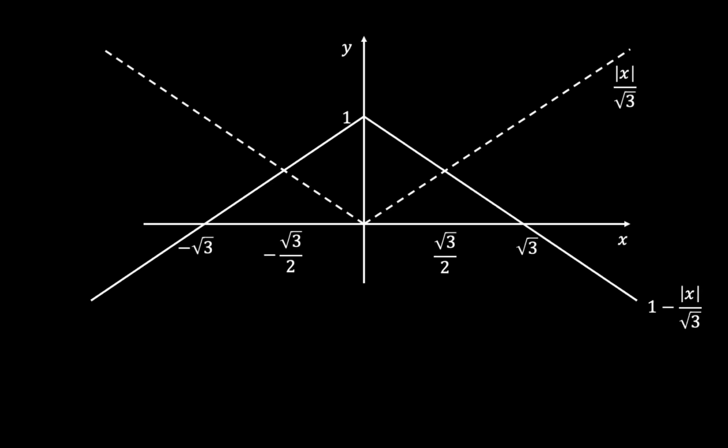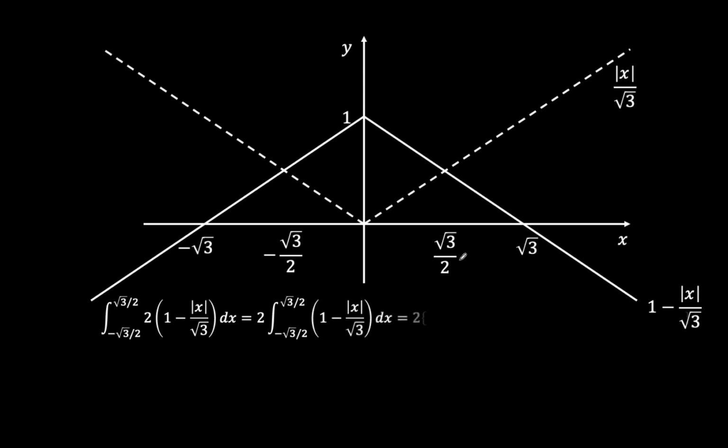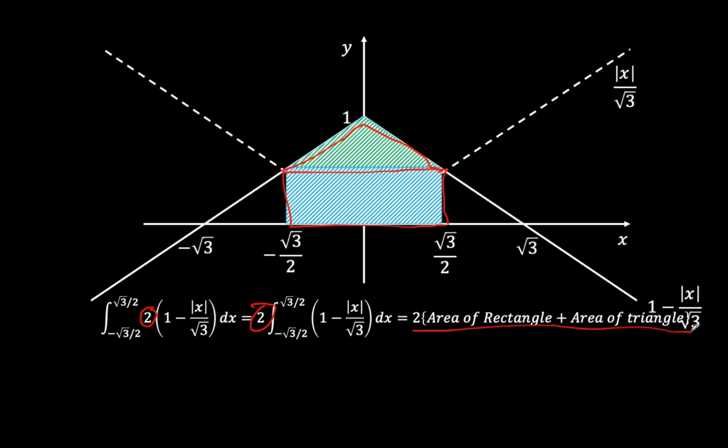So the area under the graph between negative root 3 over 2 and positive root 3 over 2 is going to be equal to the area of this rectangle, plus the area of this triangle, right? Times, since we have this constant 2 that has come out, times 2. So this is essentially what is going to happen.